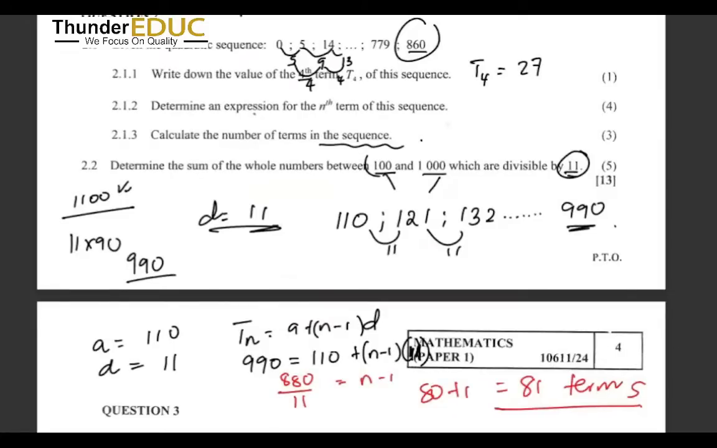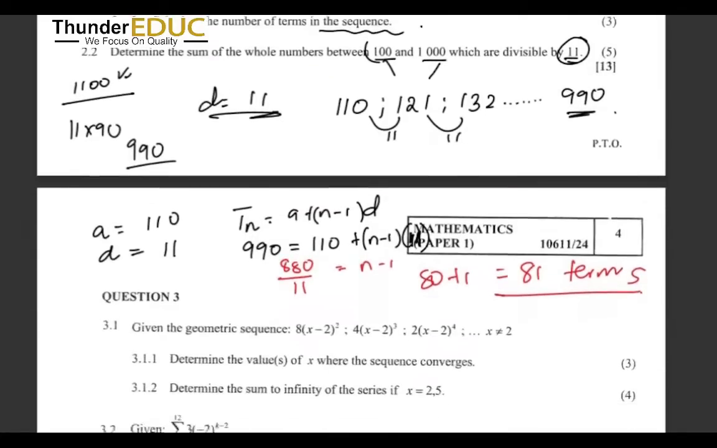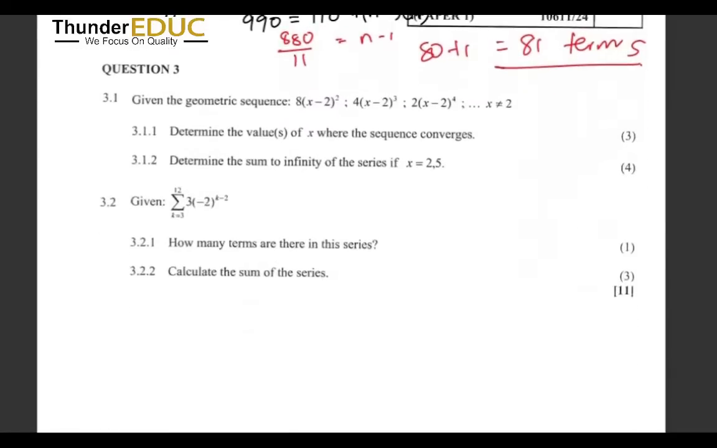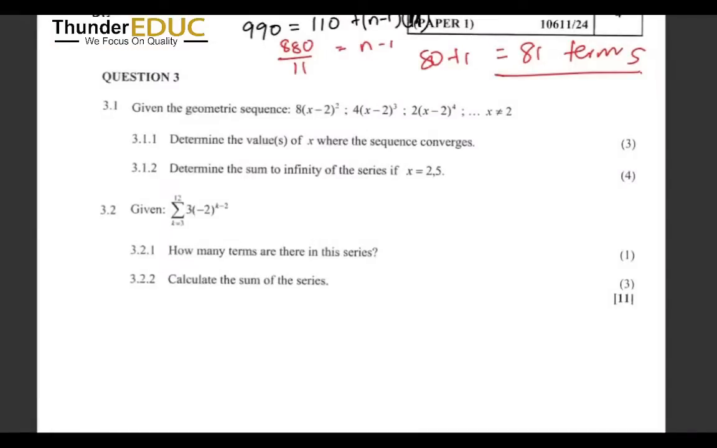That is question 2. Okay, question 3, they are telling us, given the geometric sequence, we have 8 into x minus 2 squared, and then 4 into x minus 2 cubed, and the sequence continues. They want us to determine the values of x for which the sequence converges.